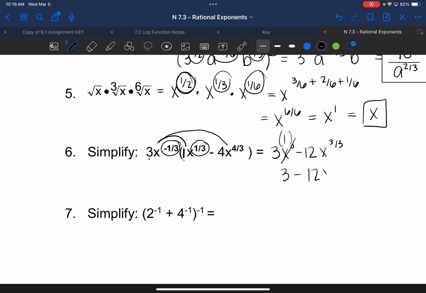Minus 12 times x to the first. And I don't actually have to put x to the first, right? So it would just be 3 minus 12x. All right. Okay, we got one more. This one actually has all numbers, right? No variables in this one.